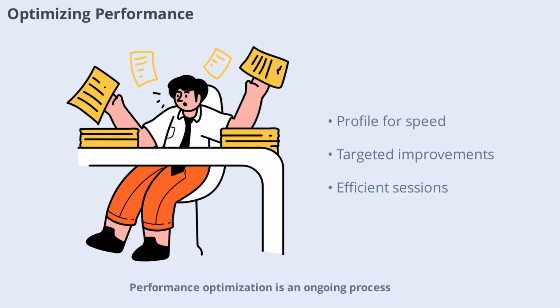Performance optimization is an ongoing process. By profiling the app and identifying slow spots, we can make targeted improvements. This keeps session management fast and efficient even as the app evolves and grows.